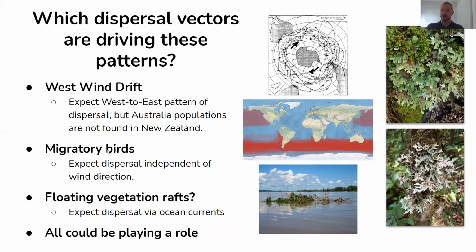So maybe it's migratory birds because they can disperse independent of the wind direction. And another thing, it could be these floating vegetation rafts could also be playing a role. Right now, all of them could be, and these dispersal scenarios would need to be modeled in more detail to really get an idea of what's going on. So for now, it's still an open question.